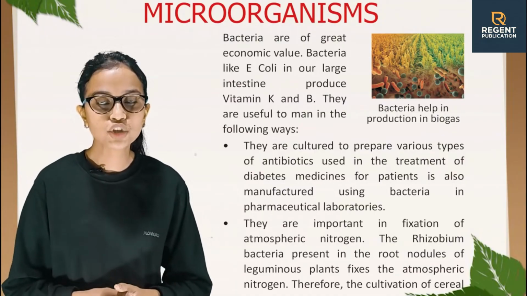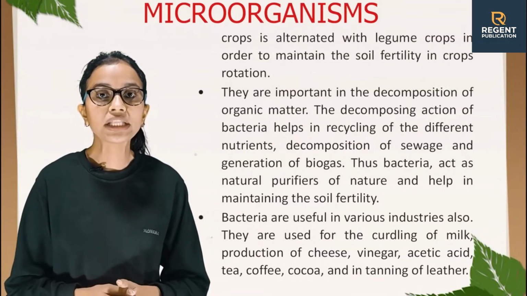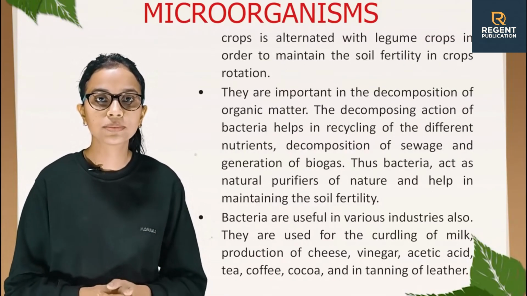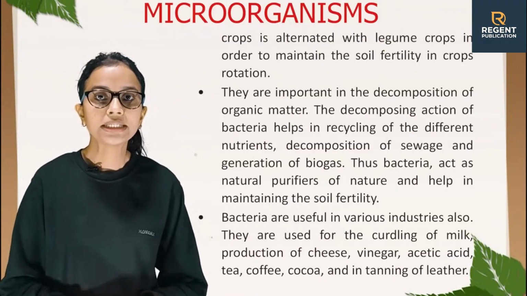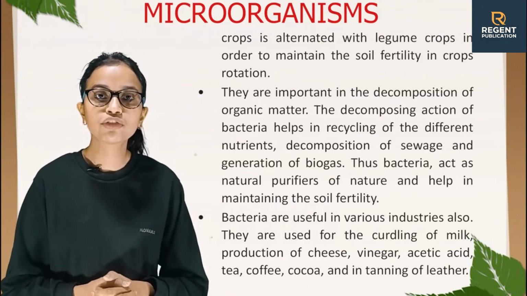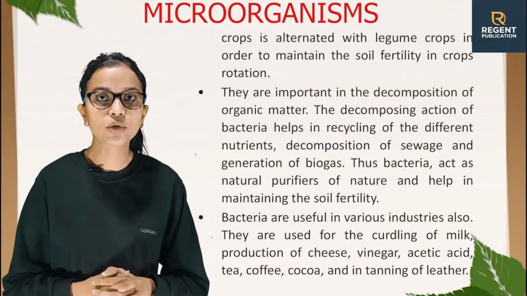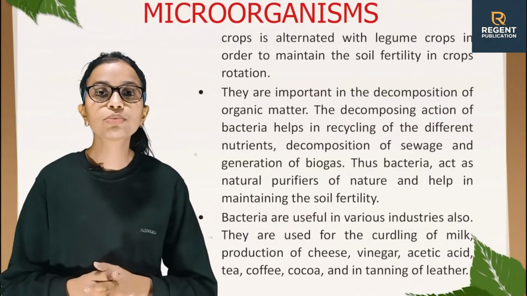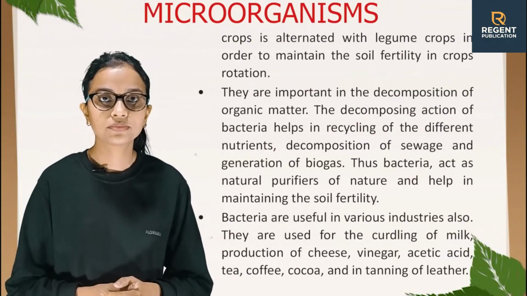Therefore, the cultivation of cereal crops is alternated with legume crops in order to maintain the soil fertility in crop rotation. They are important in the decomposition of organic matter. The decomposing action of bacteria helps in recycling of the different nutrients, decomposition of sewage and generation of biogas. Thus, bacteria act as natural purifiers of nature and help in maintaining the soil fertility.